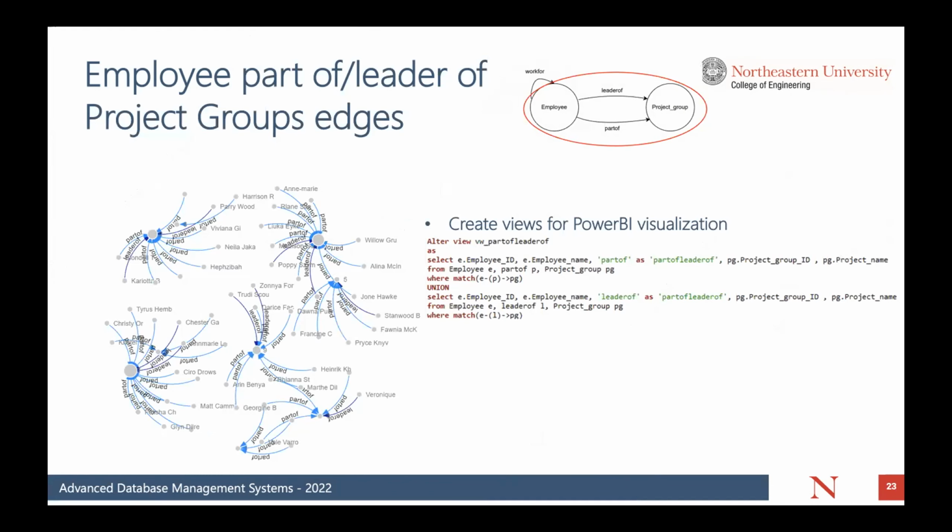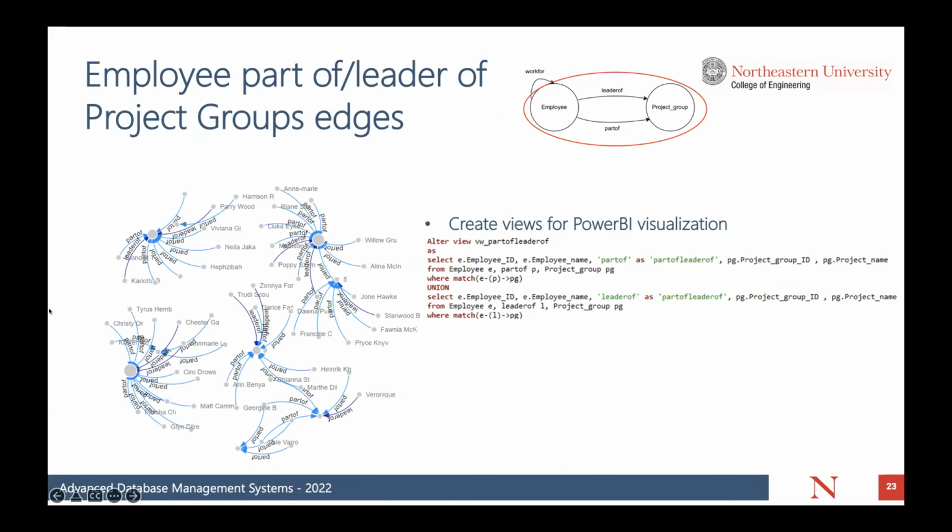Next is also a graph visualization. We can also see the graph design diagram at the top. It describes this part of the relationship. Some employees will be the leader of the project groups, and some employees are not the leader and will be part of the project groups.